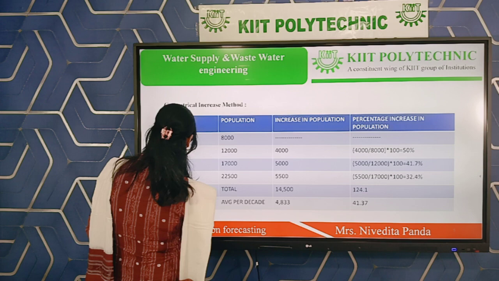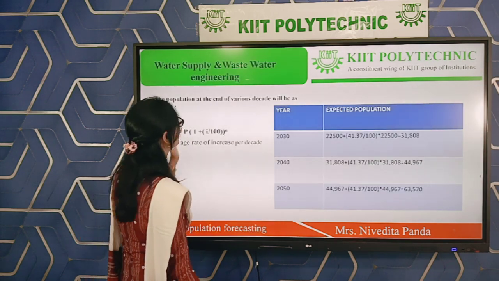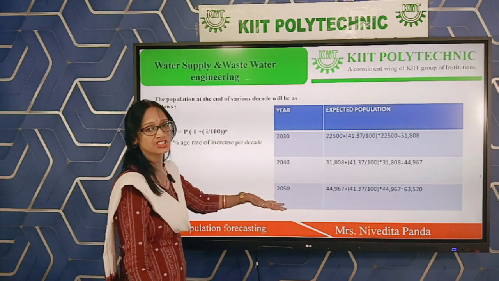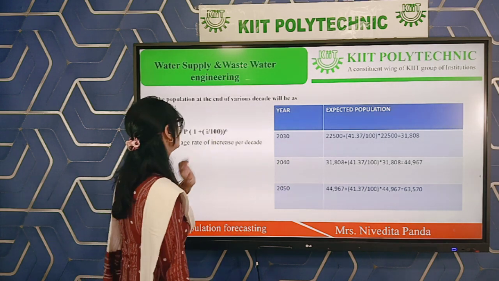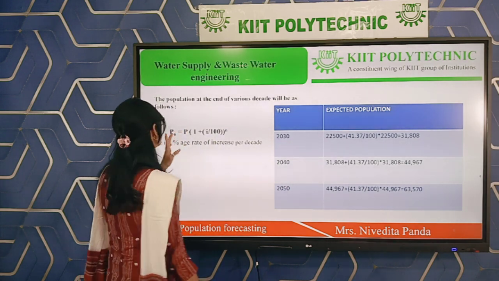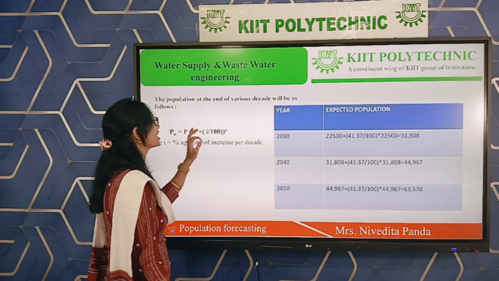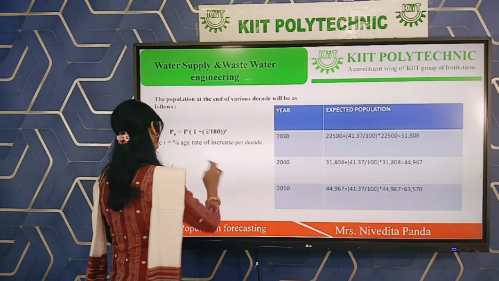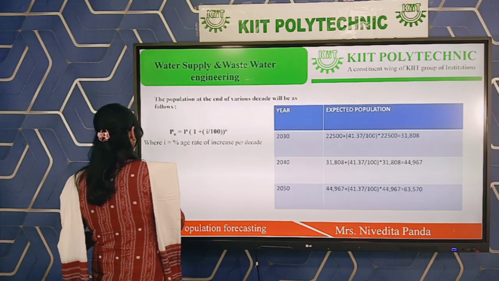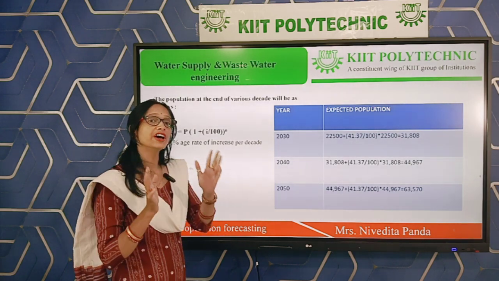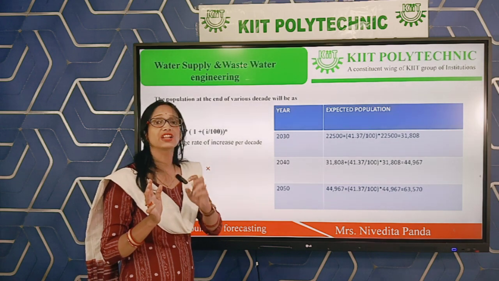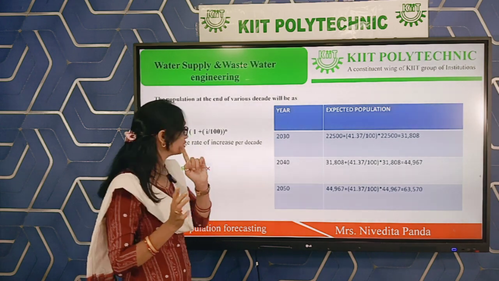After calculating the percentage increase, next we go for the expected population in 2030, 2040 and 2050. So this is the formula we have already discussed: P into 1 plus I by 100, to the power n, and the n value is always constant. I have already told you the value is 1, as we are calculating per decade, and per 10 years we are calculating 1 decade. So the n value is always 1.